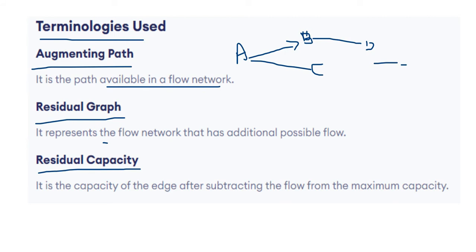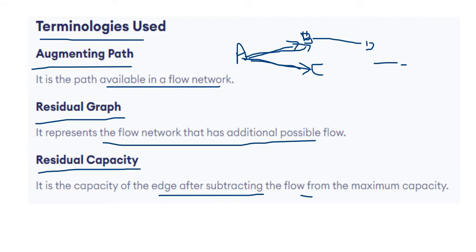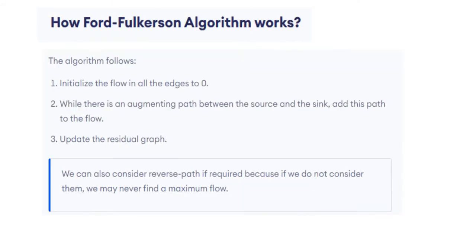The residual graph represents the flow of the network, that is, the additional possible flow, which means here we are given A to B as one path, but it can also travel from A to C as another additional path, and that is what the residual path is. And residual capacity is the capacity of the edge after subtracting the flow from the maximum capacity.